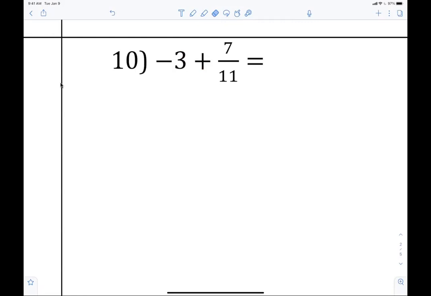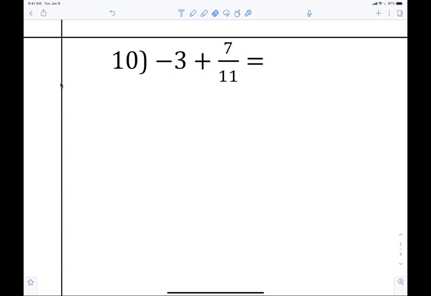I got -26 over 11. So what did you get? I have -2 and 4 over 11. Yeah, thank you, sir. That's what I'm talking about. -2 and 4/11. -2 and 4/11. And everyone should be able to see that. And if you're not seeing that, we've got to talk.